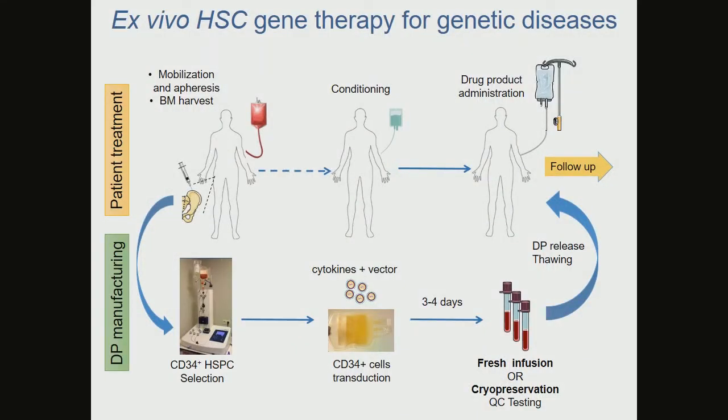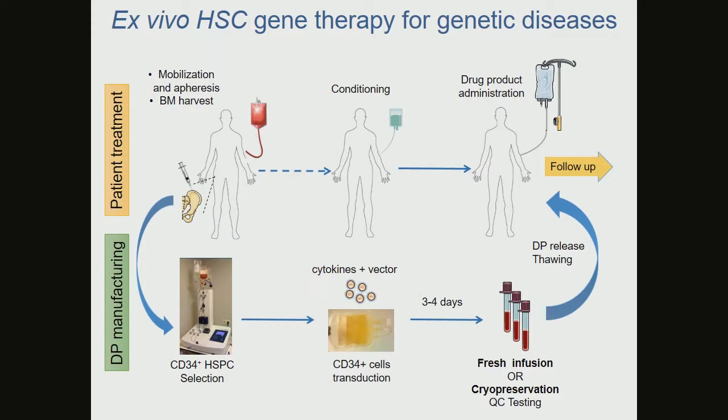This is the principle that the different centers are basically applying to the treatment of patients with the stem cell gene therapy approach. So the stem cells are collected from either bone marrow or mobilized peripheral blood. They are purified through a Clinimacs so that we enrich for CD34 cells. And then they are cultivated for 2 to 4 days in the presence of cytokines, in the presence of the viral vector.